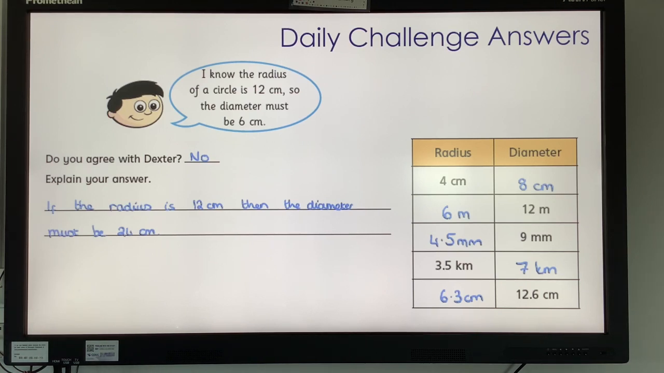Then, over in your box, hopefully you can see the answers. If it's 4 centimetres for the radius, the diameter would be 8 centimetres. If the radius is 6 metres, the diameter would be 12 metres, etc. So well done, especially if you got the 4.5 millimetres right and the 6.3 centimetres.